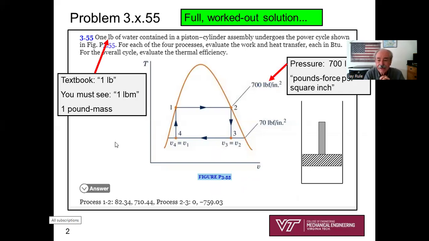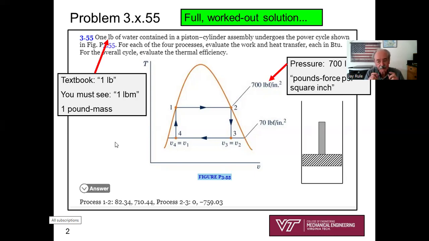1 pound mass of water is contained in a piston and cylinder assembly, and it undergoes a power cycle, shown in the sketch, in the temperature volume diagram below. For each of the 4 processes, evaluate the work and the heat transfer, each in units of BTUs, and then a second part says for the overall cycle, evaluate the thermal efficiency.